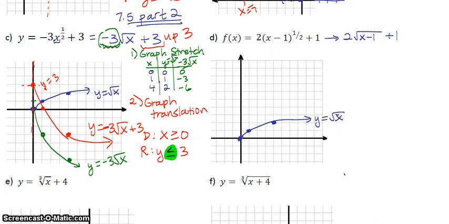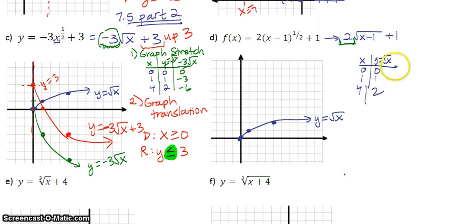I am going to first graph the stretch or compression. In this situation, I've got a 2 in front. So again, remember how I said you only multiply the y values? Basically, all of the y values get multiplied by 2. And for a lot of you, it might be more clear when we're starting out here if I put it in chart format. So again, here is my parent function.